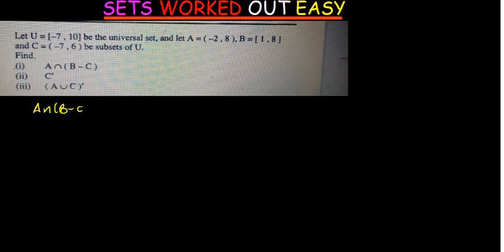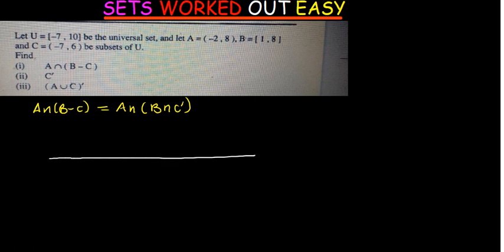So A intersection B minus C can also be written as A intersection, and then the B minus C is the same as B intersection C complement. So I'm going to use a number line to be able to work out this. I'm first going to start with this part. There I'll get B starting from 1 up to 8.